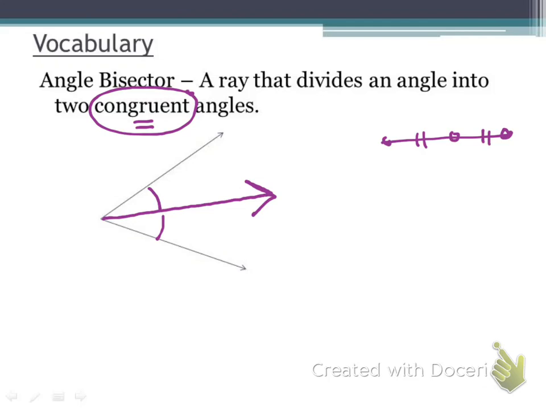Or you can make it a little fancier. You can draw little tick marks on there. You'll see lots of different little markings, but as long as they're the same, it means those two angles are congruent. So again, angle bisector just takes a larger angle, cuts it in half, two equal parts. What are your questions on angle bisector?